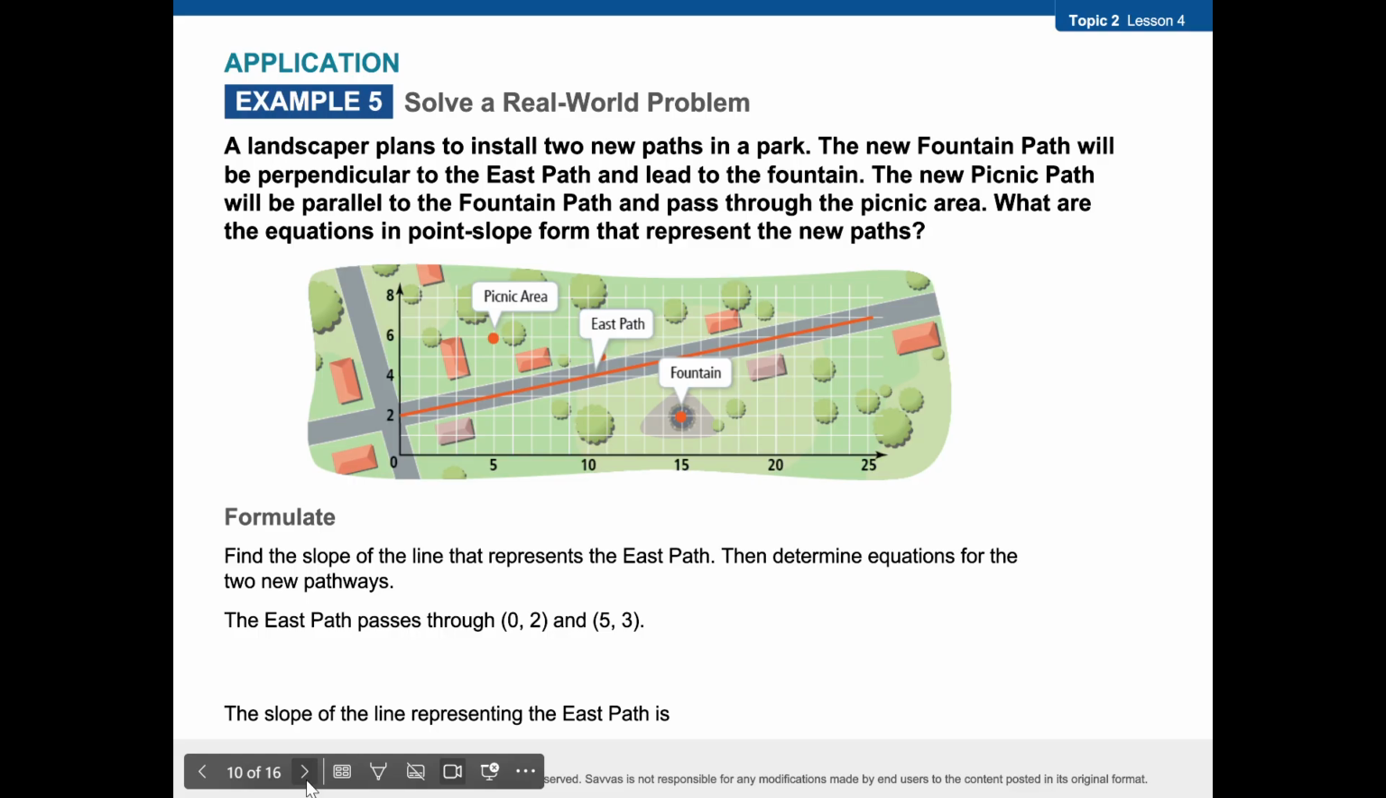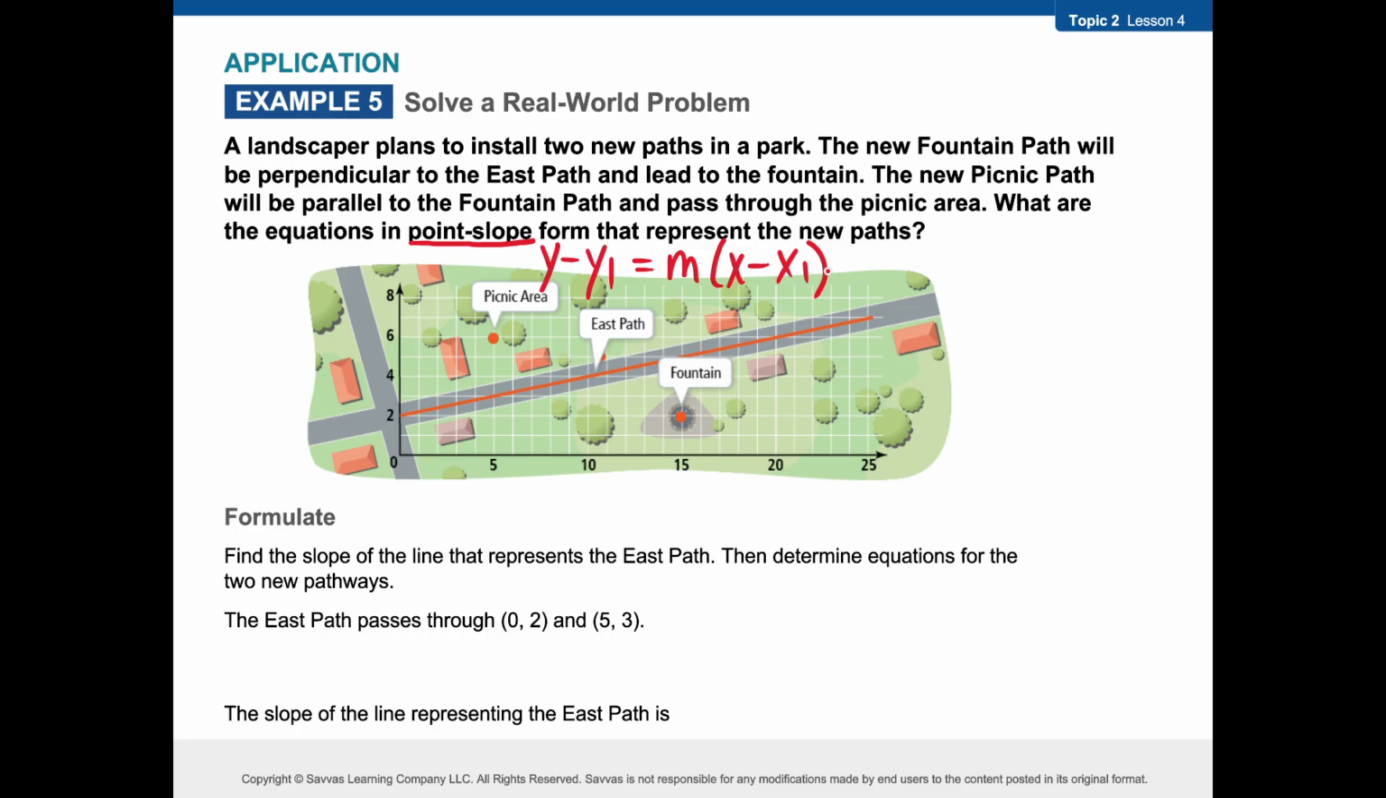Example 5: a landscaper plans to install 2 new paths in the park. The new fountain path will be perpendicular to the east path and lead to the fountain. The new picnic path will be parallel to the fountain path and pass through the picnic area. What would be the equations in point slope form? y minus y1 equals m times x minus x1. That represents the new paths.